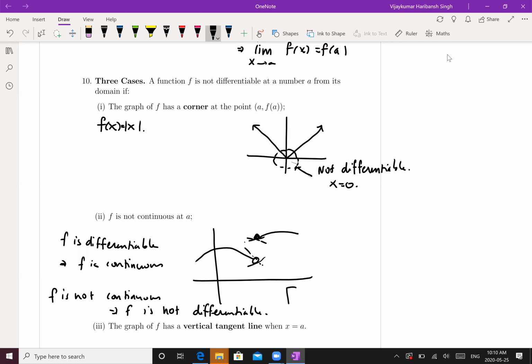So in logic, you'll see this later. If you have already done Macam, you'll see P implies Q is the same as not Q implies not P. These two statements are equivalent.